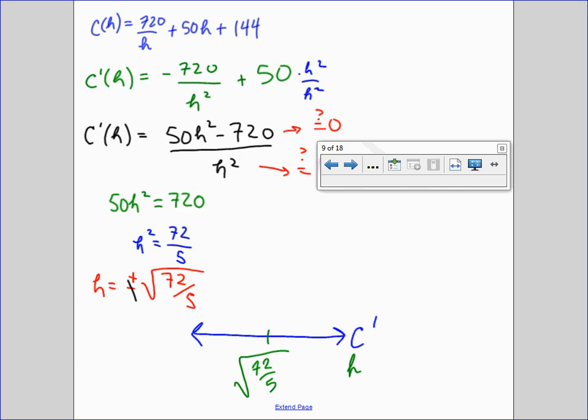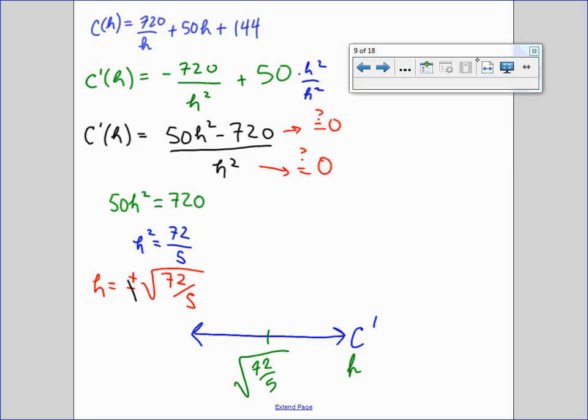So I'm going to choose a convenient H value to the left of root 72/5. I'm going to pick 1. If I choose 1 and plug it into my green C prime, I would get 50 minus 720 over 1, which is 50 minus 720, very negative. So I get negative values for C prime if I'm looking to the left of root 72/5.